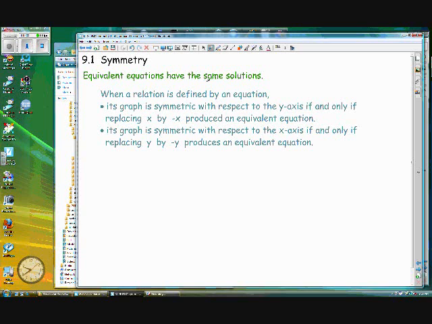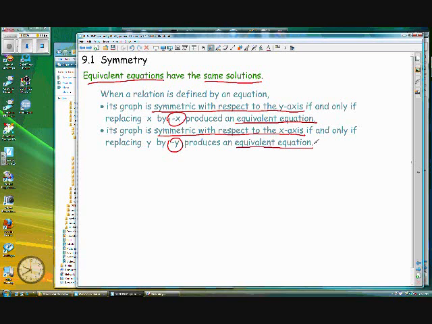Equivalent equations have the same solutions. When a relation is defined by an equation, so we have some relationship between two variables, and we can write it up as an equation, its graph is symmetric with respect to the x-axis only if you can replace the positive y with a negative y and get an equivalent equation. That's what we did just a moment ago.